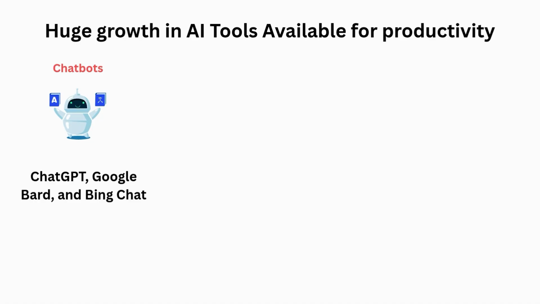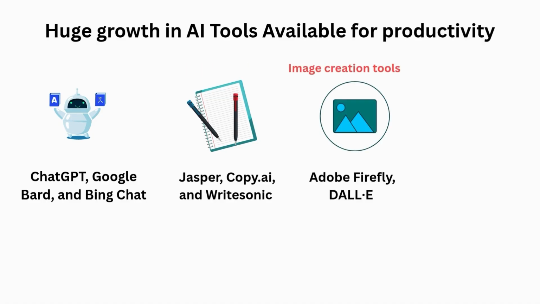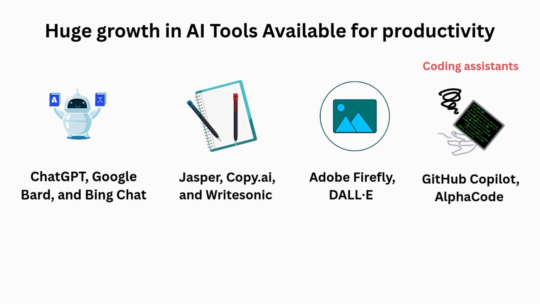chatbots: ChatGPT, Google Bard, and Bing Chat. Writing tools: Jasper, Copy.ai, and WriteSonic, used for blogs, social media, and marketing campaigns. Image creation tools: Adobe Firefly and DALL-E generate images just by describing them. Coding assistants: GitHub Copilot and AlphaCode help developers write better code faster.